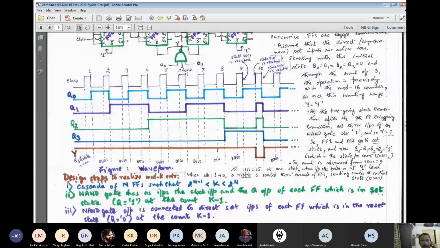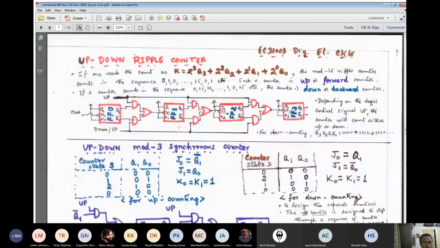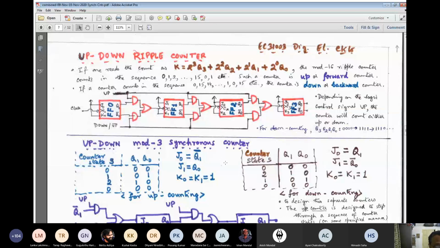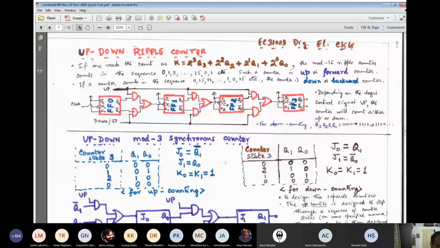Next we study about up-down ripple counter. Ripple counter is very simple, just toggle between the complementary and the normal output. But when you are asked to design a non-binary up-down counter, synchronous that too, then you have to design a bit. That means work out the state, the requirement of the excitation inputs for the forward direction and that for the negative direction. But here a word of caution, let me tell you.